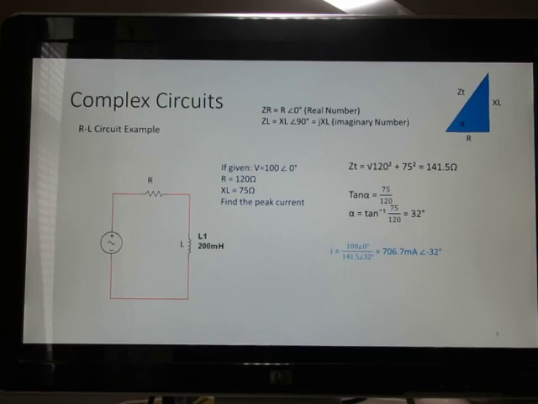So current equals voltage divided by Z, and here it is right here. We have 100 divided by 141.5. 0 minus 32 gives us a minus 32 degrees. So here the current lags the voltage in the RL circuit. And it's only by 32 degrees in this example.